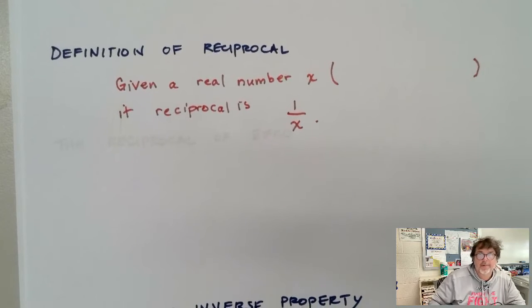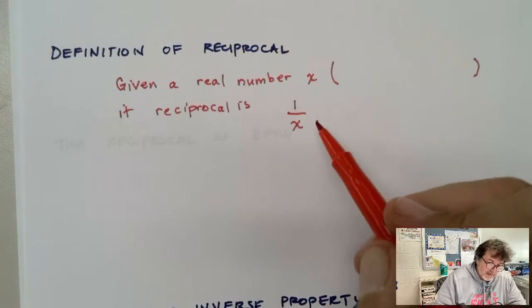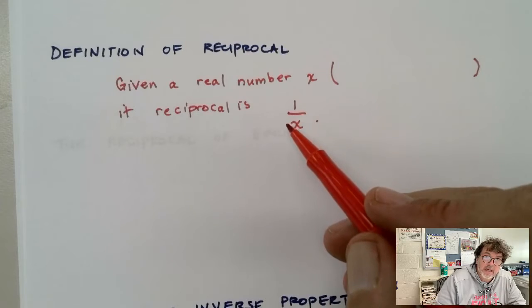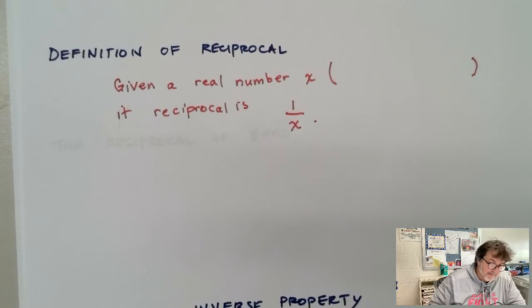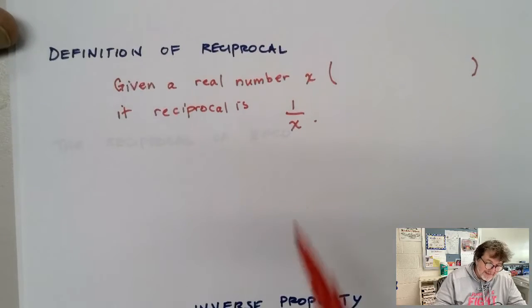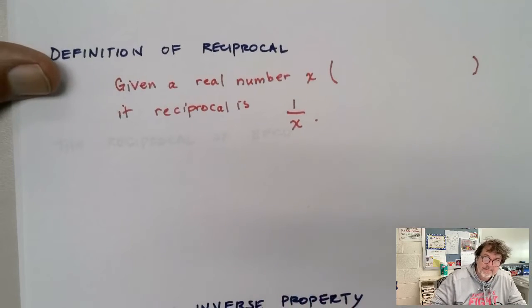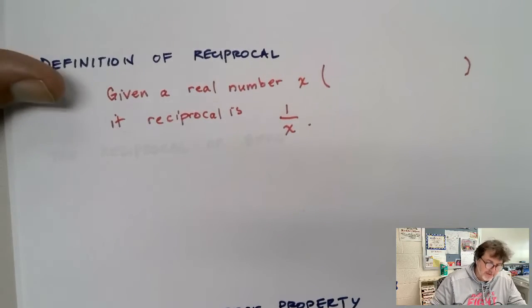So the reciprocal of 5 is 1/5. The reciprocal of 2/3 is 3/2. The reciprocal of negative 2/3 is still negative 3 over 2, so it's not going to change the sign. It's just going to flip it, is what most people say. Just flip it. And so this is the definition.